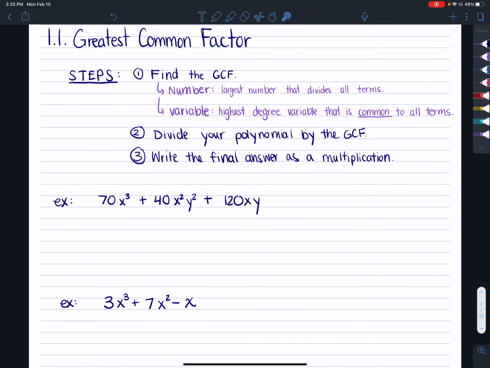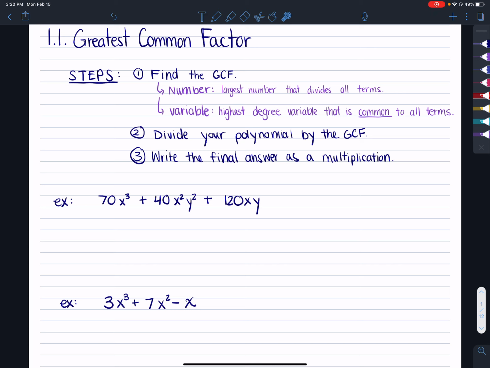Okay, so we'll look at a few examples before we do some questions that come out of the package. So here, greatest common factor steps. The first step would be to find the greatest common factor. So our greatest common factor in a polynomial question will generally have a number component, so the coefficient, and it will have a variable. So if we're looking at this example, we see that all of these terms have coefficients, and then they all have variables here.